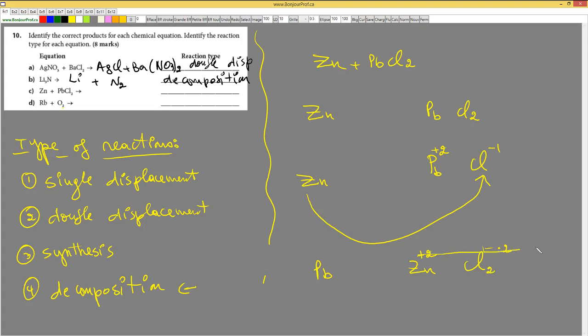So these charges will cancel, and I will end up with ZnCl2. So what will I have here? I will have Pb plus ZnCl2. What kind of reaction is this one? There is only one displacement because Zn will pick up the chlorine and Pb is alone, it will not have a partner. So it is single displacement, because only one is changing place. It is the chlorine that goes with Zn, and the Pb will stay. There is nobody who will pick up the Pb. So it is single displacement.